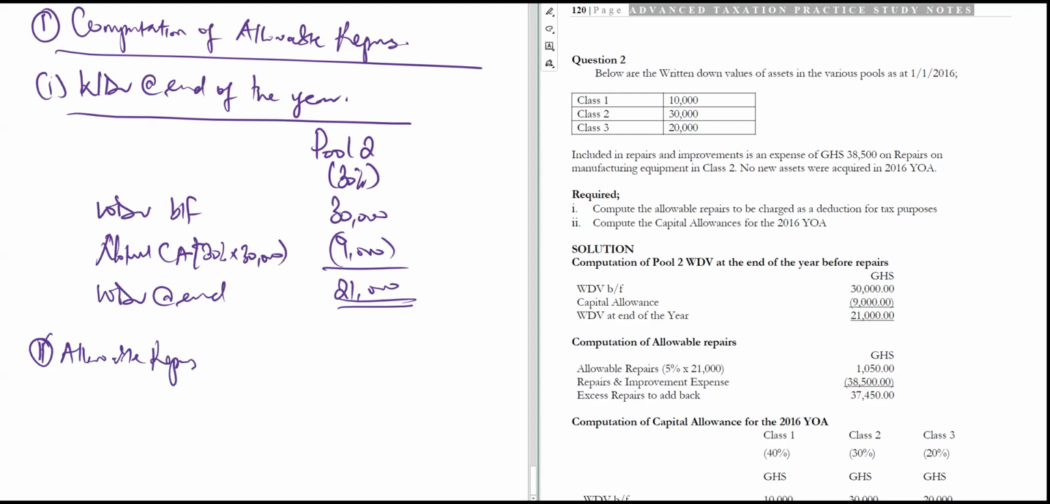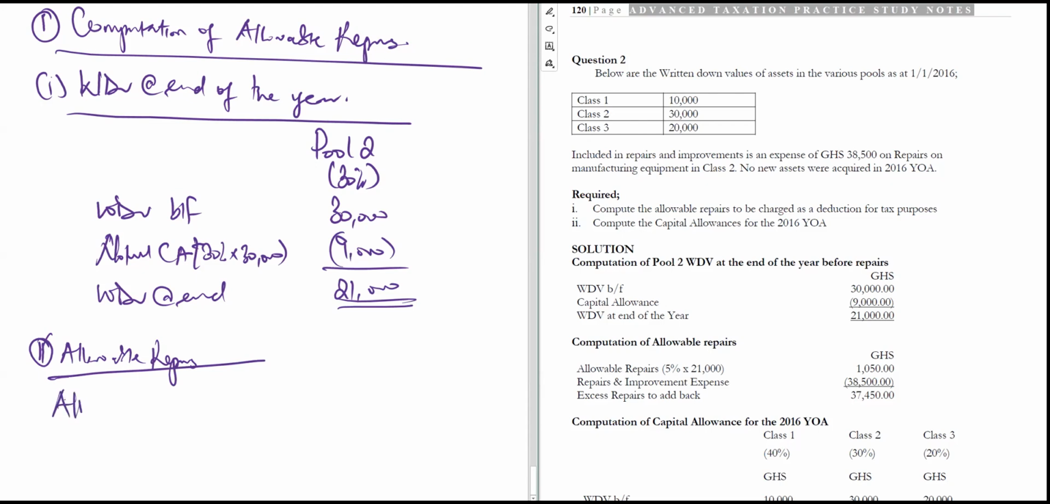And this working, you see some people doing it in the capital allowance schedule. No, it will confuse you. There's a way we do it, right? If you want to use the capital allowance, no. You just go and do this working separate. When you finish, then you put it in the schedule. Are we okay? So allowable repairs, that's the next thing you do.